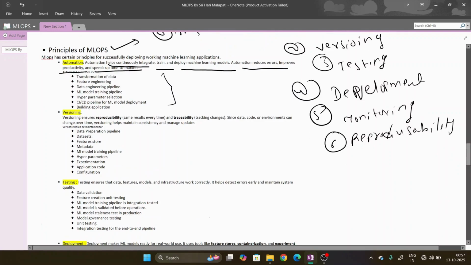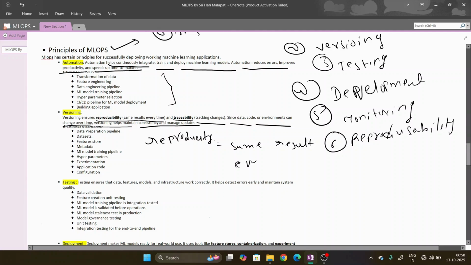Second one is versioning. Ensure reproducibility, the same results every time. And trackability is tracking the changes, since data, code, and environment can change over time. Versioning helps maintain consistency and manage the updates. Here reproducibility means to provide the same results in different models, in different systems, every time.